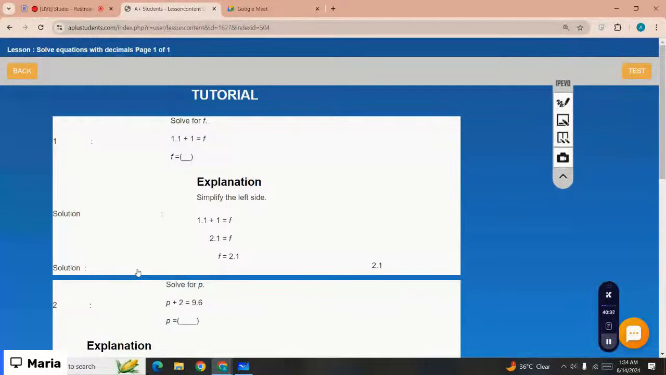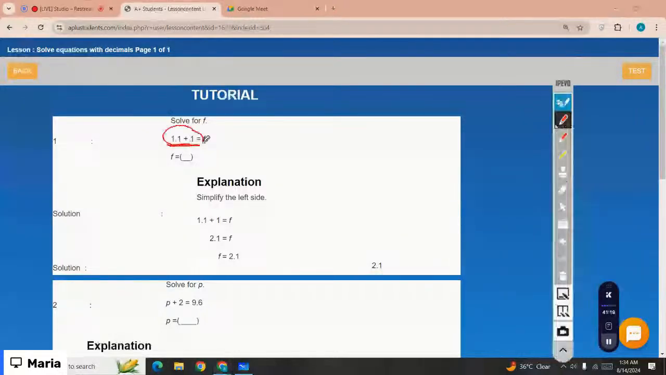Solve for f. Okay, solve for f, that is 1.1 plus 1 equals f. Now that is with the decimals. So you simply have to evaluate. Just do 1.1 plus 1. Add decimal. 1 plus 0 is 1 and 1 plus 1 is 2. That is 2.1. So f equals 2.1. Got it? Let's just start with the test questions.